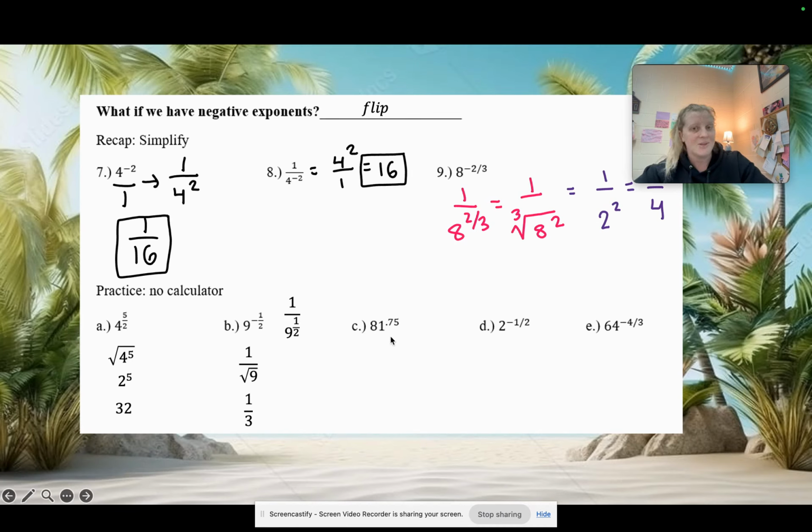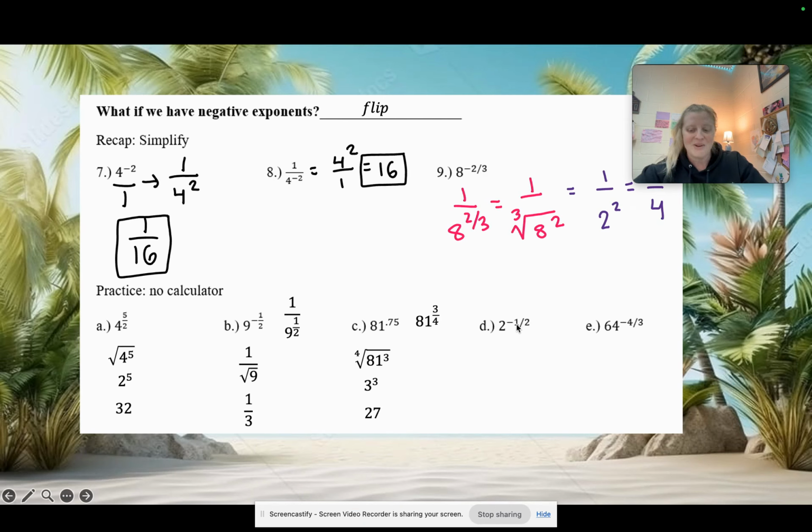Letter C, they're trying to catch you off guard. 81 is definitely special for a couple of different reasons, but the 0.75 is also kind of a special decimal. That is the same thing as 3/4. So it's easier to turn that into radical form. So sometimes they try to be tricky and give you decimals. That means we're going to do the 4th root of 81 cubed. And again, I would like to do the 4th root first, and that's just 3. And then 3 cubed is 27.